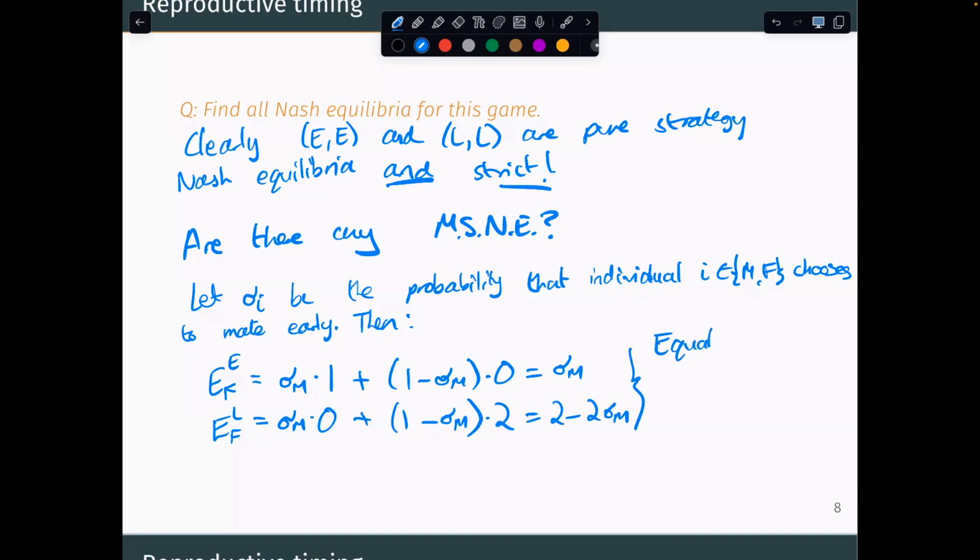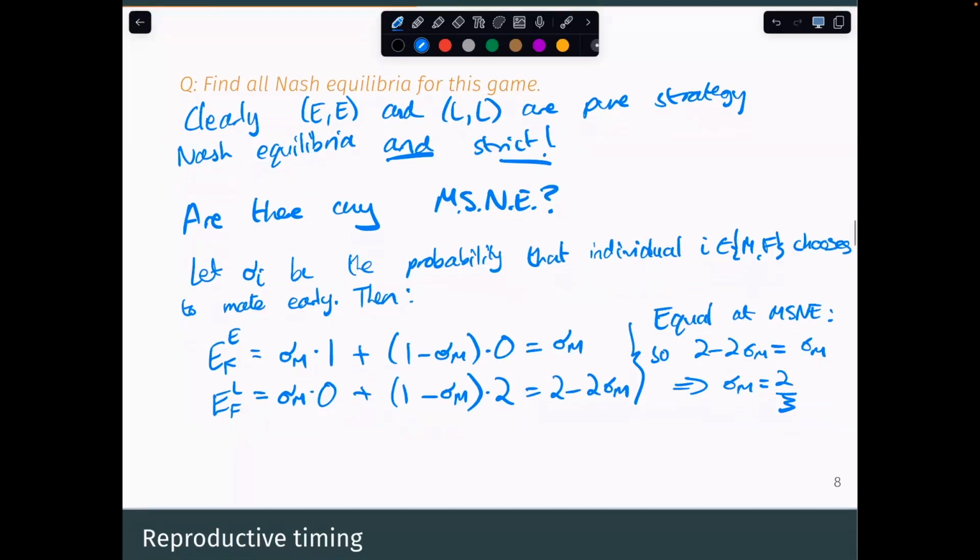And as before, these have to be equal at a mixed strategy Nash equilibrium. So 2 minus 2 sigma M has to equal sigma M, or sigma M has to equal 2/3. In other words, males will mate early with probability 2/3. And then exactly the same for females.